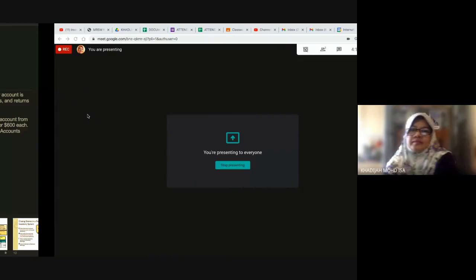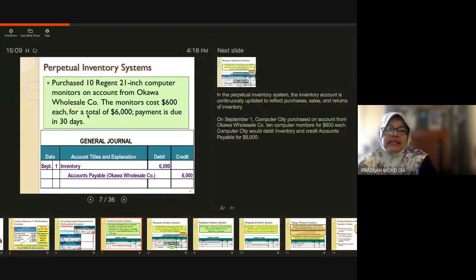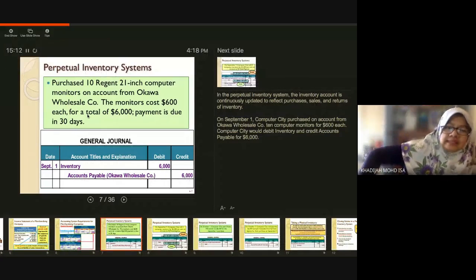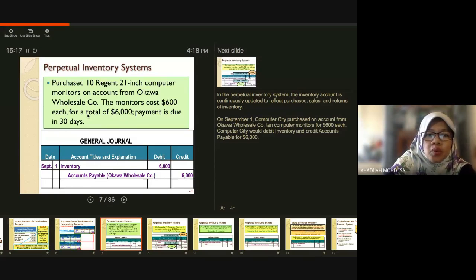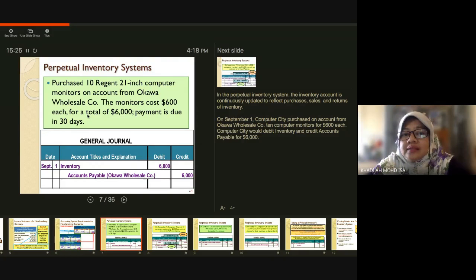Well done. Okay, so when you purchase, in this example we have a perpetual inventory system. You purchase 10 Region 21-inch computer monitors on account from Okawa Wholesale. The monitor costs 600 each, for a total of 6,000. How do you get 6,000? 600 times 10 units of computer monitors. And payment is due in 30 days. When you see that payment is due in 30 days, it means you are going to create an accounts payable, because you are going to pay later.